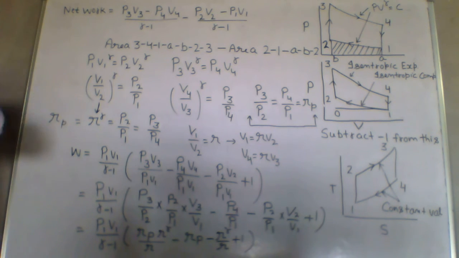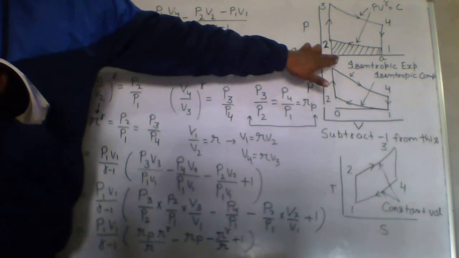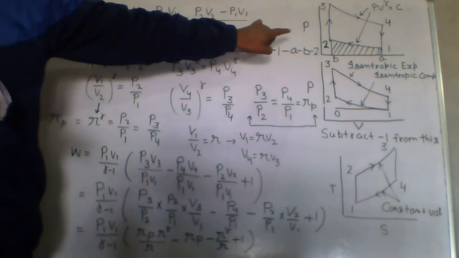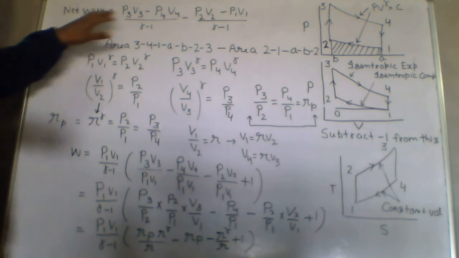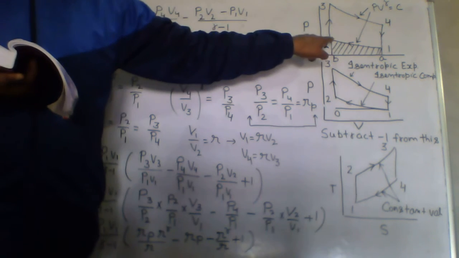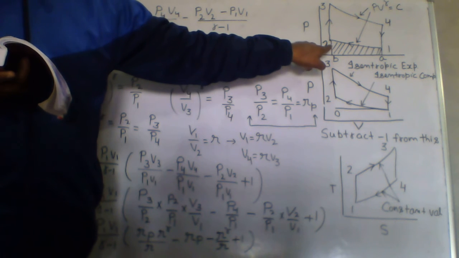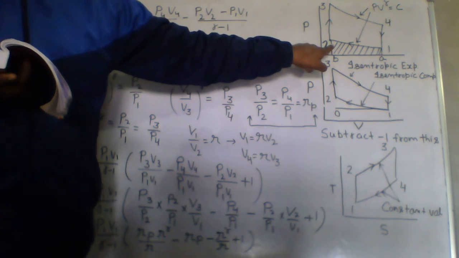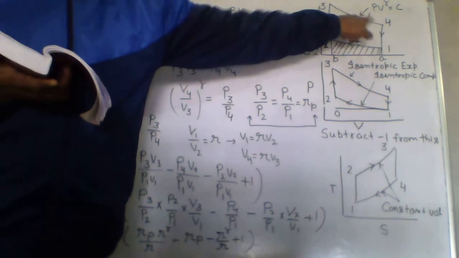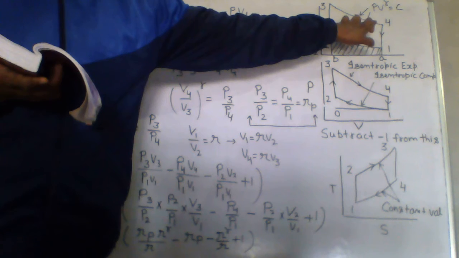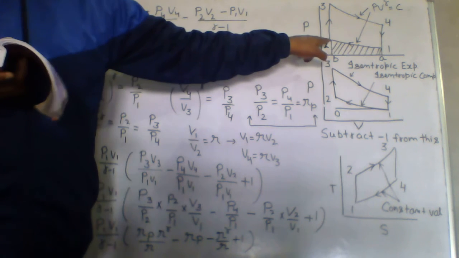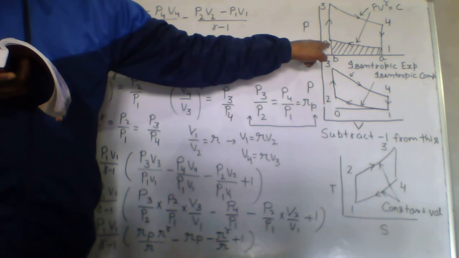So now we calculate the net work output of the internal combustion engine. You can see this PV diagram. So what is the net work output? From 1 to 2, we have to give work. The piston has to work on the fluid. From 3 to 4, the fluid will do work on the piston. So from 3 to 4, we will get work. From 1 to 2, we have to do work on the fluid.